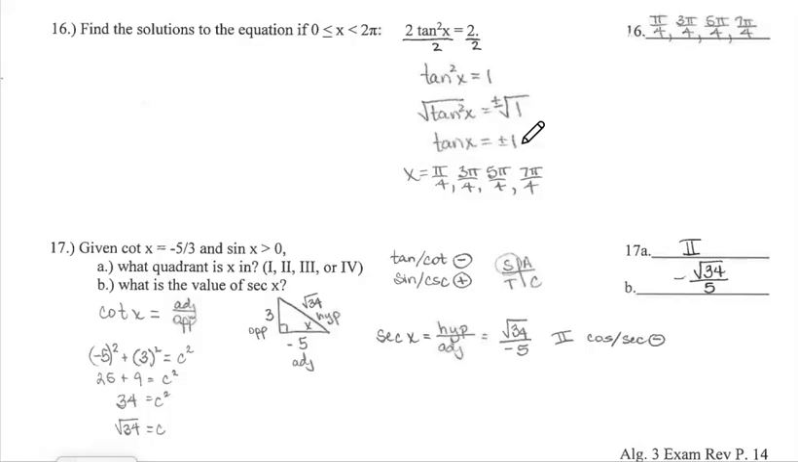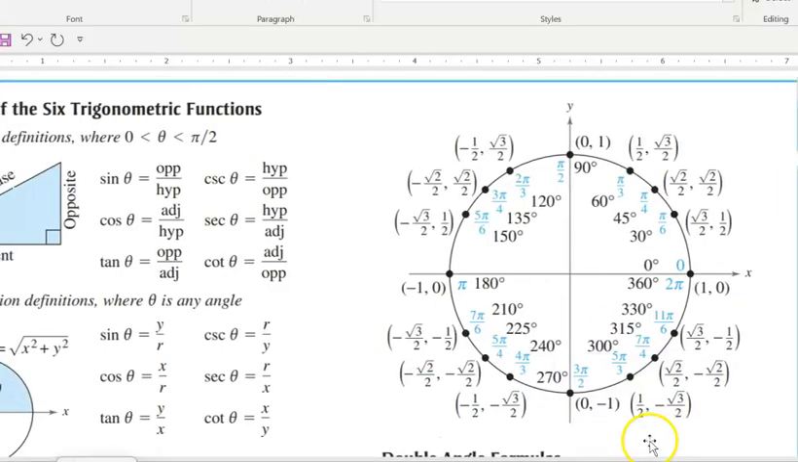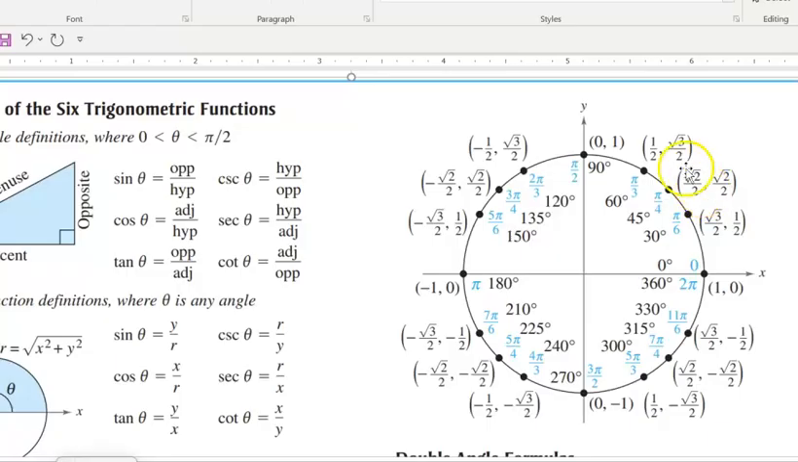So if we go look at our circle, remember that I told you for your exam, I added the tangent values to your circle for you. So square root of 2 over 2 divided by square root of 2 over 2 is 1. So it's going to be at these multiples of pi over 4. So this one would be positive 1, this would be negative 1, this would be positive 1, and this would be negative 1.